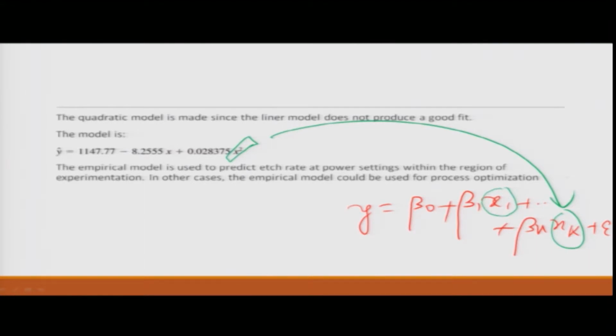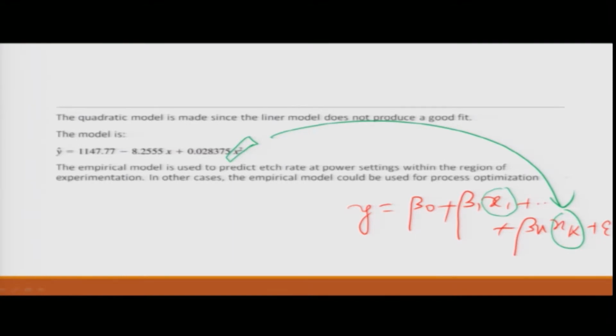So, you find the value of beta naught as 1147. Again, I am not mentioning the decimals. The value of beta 1 corresponding to x comes out to be 8 point something, and beta 2 corresponds to x square, which I consider as x suffix 2, the second variable. Then the empirical model is used to predict heat rate at power settings within the region of the experiment.